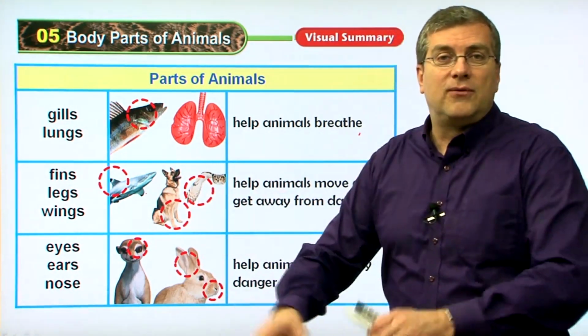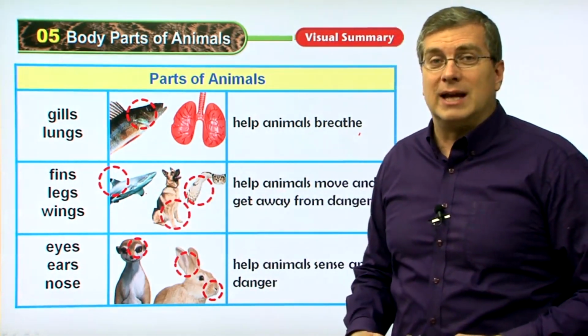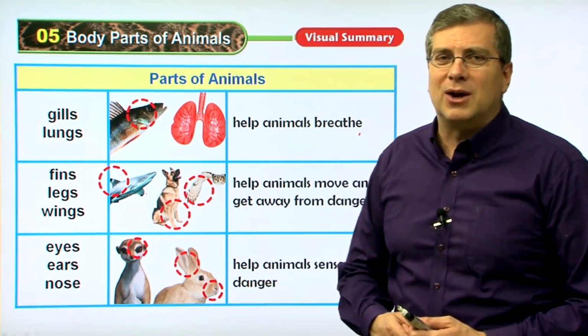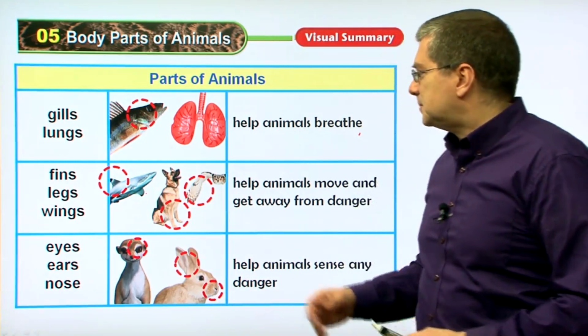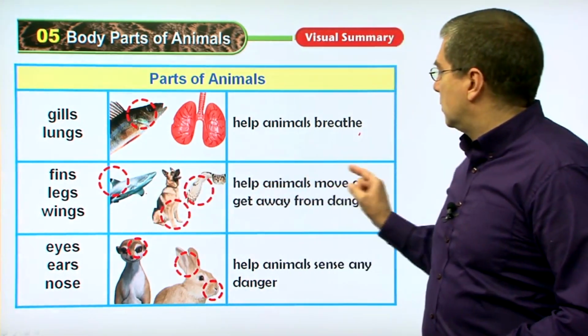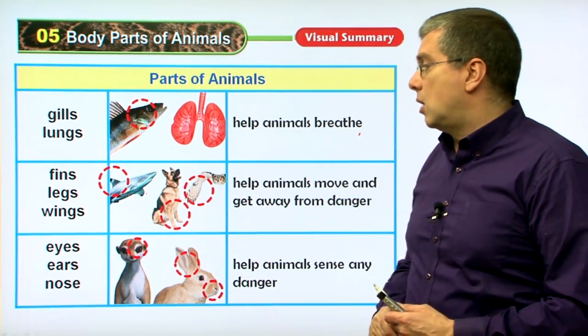Of course, dogs have 4 legs. All other animals have 4 legs, so they can move, and they can move quicker than human beings can. But legs help animals move and get away from danger also.